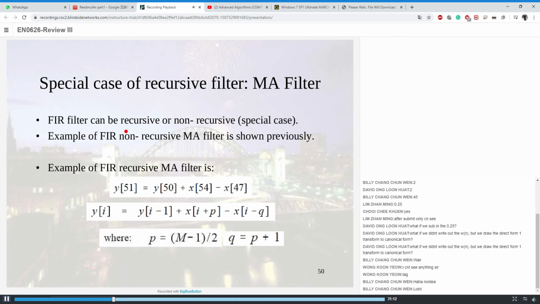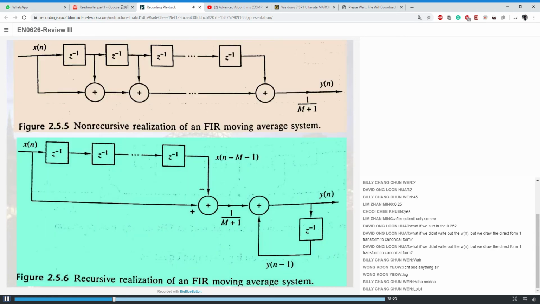This is all the explanation on the moving average filter, which is a special case of the recursive filter, where it's an FIR. However, it's a recursive filter, so it can be non-recursive as well. These are two examples: the one that you see is feed forward only, so this is the non-recursive realization of the moving average filter. On the other hand, the moving average in terms of FIR, but with a feedback, is the recursive way that you do it.